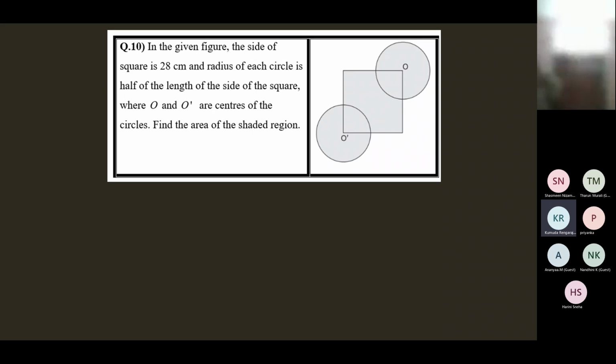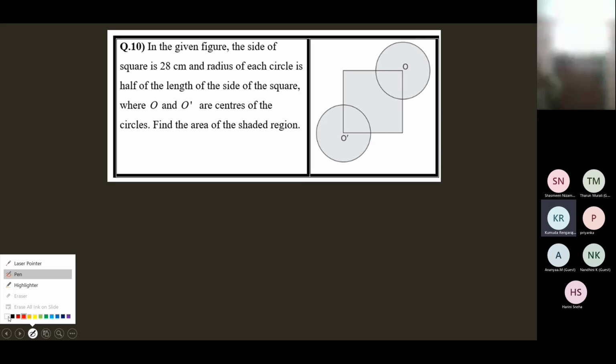Area of the square plus area of major sector into 2, ma'am. Very good. Area of the square plus the area of the 2 major sectors. What is the major sector angle? 360 minus 90, ma'am. Very good. 270 degrees. Very good.